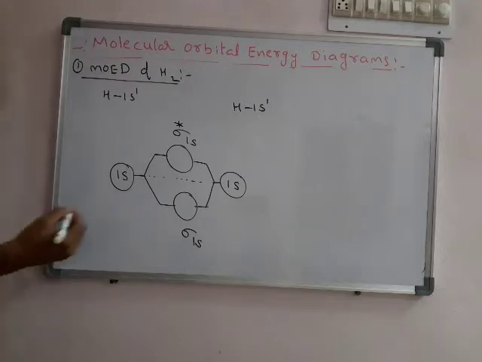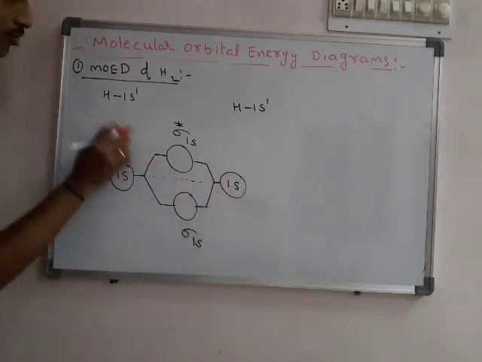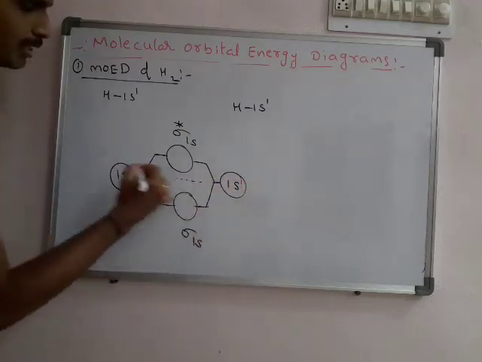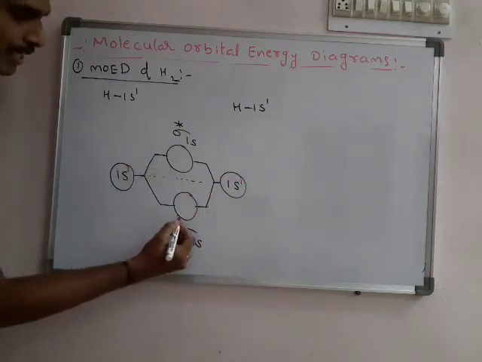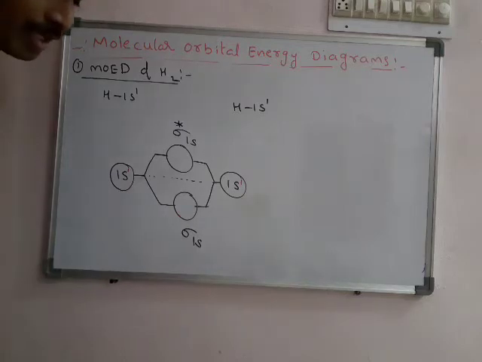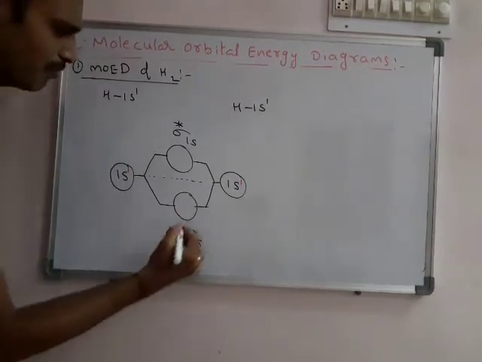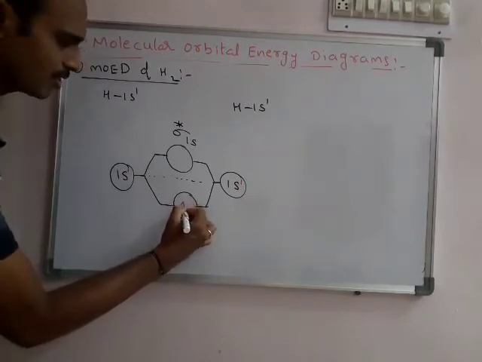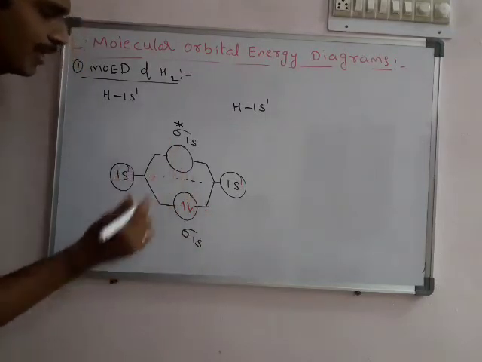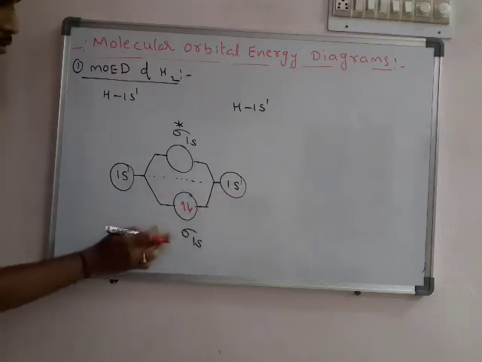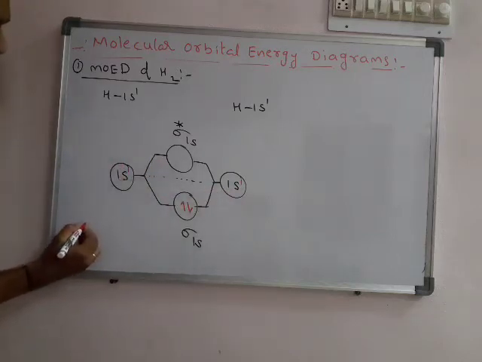Here, how many electrons are present? 1s1 and 1s1, one electron each. The total becomes 2 electrons. According to the Aufbau principle, the lowest energy orbital is filled first. With the help of the configuration we can also know there is no electron in the higher one. The configuration is sigma 1s2, sigma star 1s0.